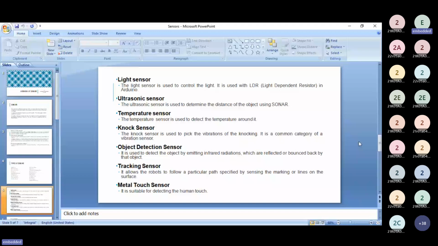Object detection sensor: it is used to detect an object by emitting infrared radiation which is reflected or bounced back by the object. Tracking sensor: it allows robots to follow a particular path by sensing the marking or lines on the surface. Metal touch sensor: it is suitable for detecting human touch.